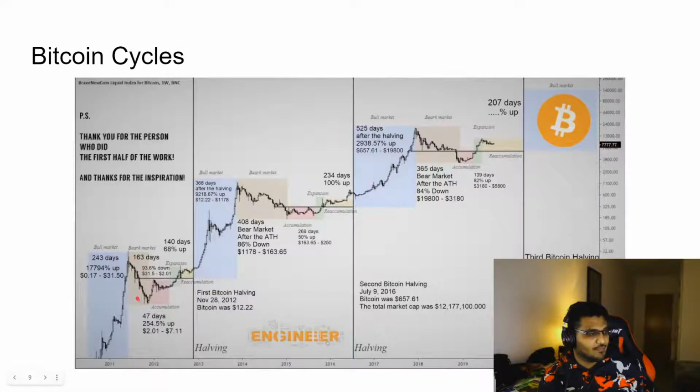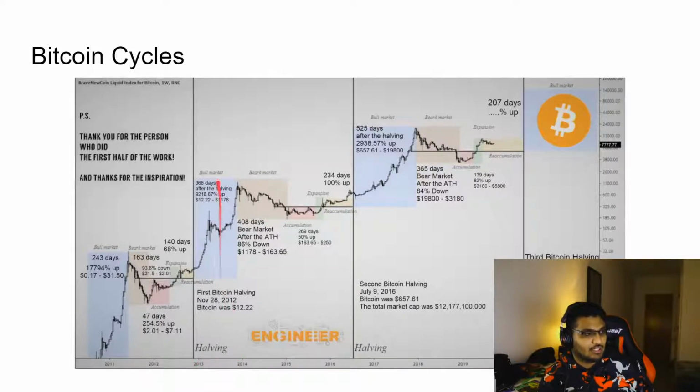Then it crashes. So you could call this the bull market up until midway 2011. Then there's a bear market. Then there's the process of accumulation, expansion, reaccumulation, which I would consider this part of the bear market. So from here, the accumulation part is part of the bear market, and expansion and reaccumulation is all part of the bull market. So you can see after the halving, there's another bull market here, and then after it hits the top, we have a bear market, a sell-off.